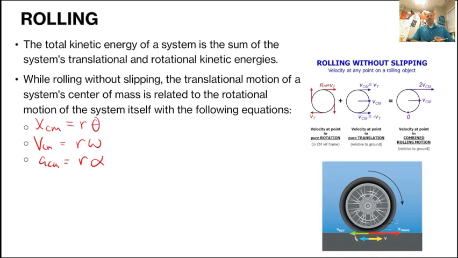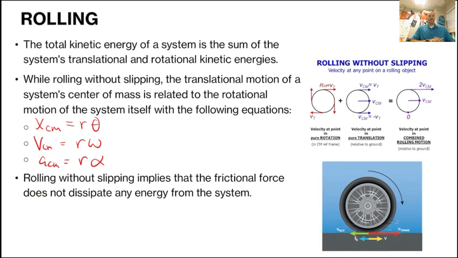And one thing to note is that rolling without slipping means the frictional force does not dissipate any energy from the system. What really keeps an object rolling without slipping is when static friction holds true. And this is the result. This little diagram here is the result of combining those rotational motions with the linear motion.